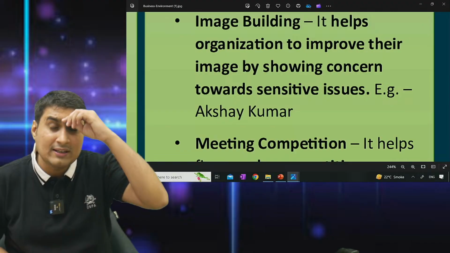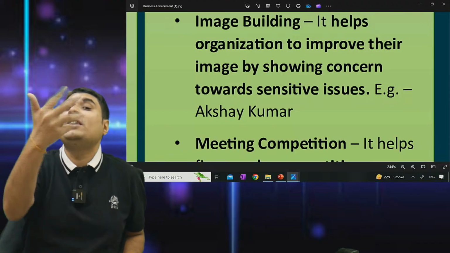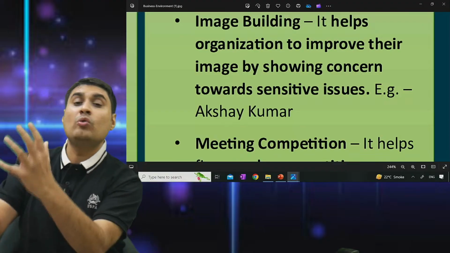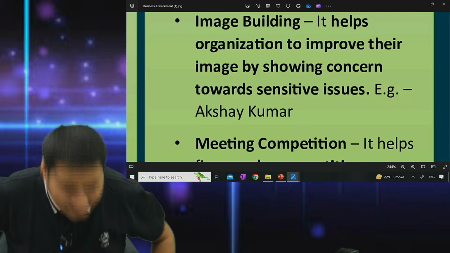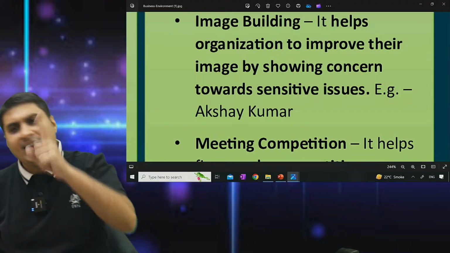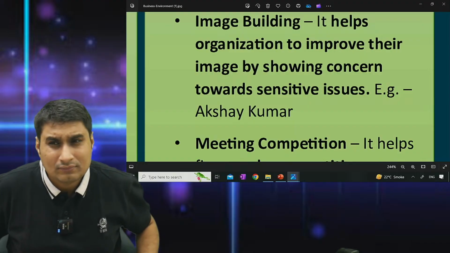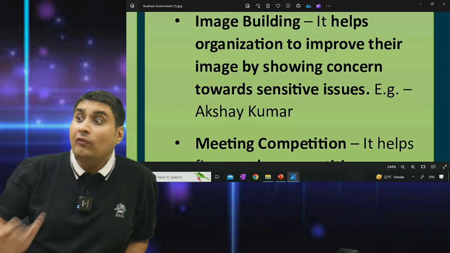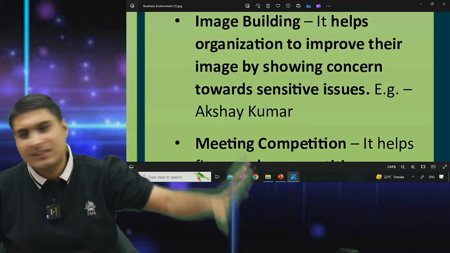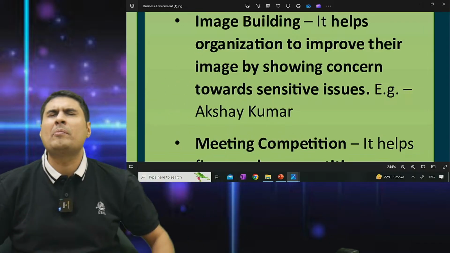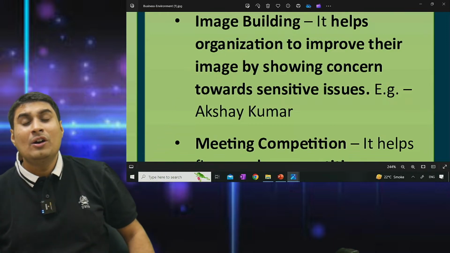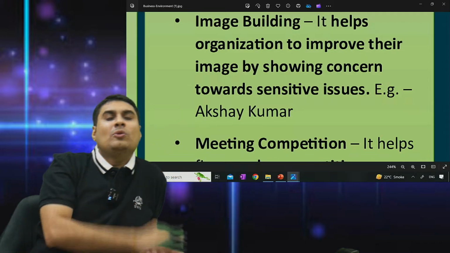Image building. What is image building? What's the importance of environment? I can build my image. Whenever anything wrong is going on in the environment, I will show my care towards that and my image will increase. It helps the organization to improve their image by showing concern to environment. One example I will take. Shah Rukh Khan. When COVID was there, everywhere no beds were available. Shah Rukh Khan said, take our office. Our office is lying idle. Use it as a government hospital. Look, he did not think anything, but his image increased. Whenever anything is wrong, show concern towards the environment.